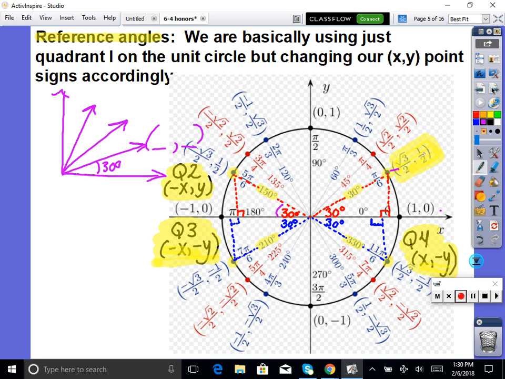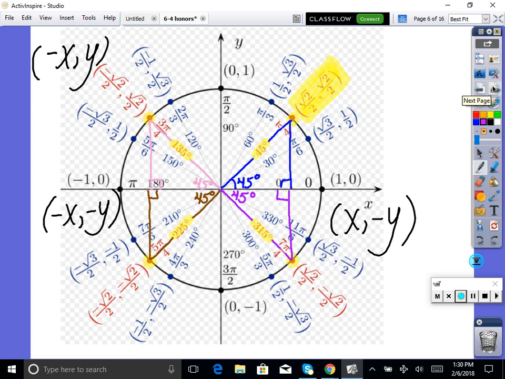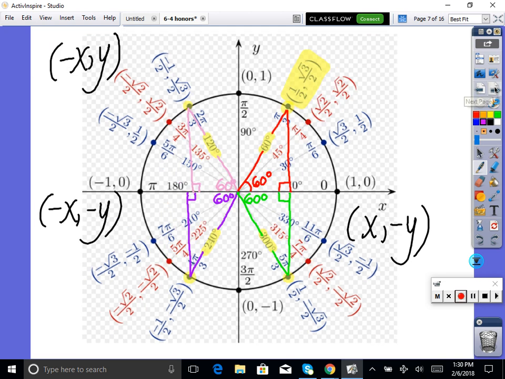Okay, cool. So same thing with 45 degrees. We're going to have all of these triangles, but we'll only have quadrant 1 drawn, and then extend our knowledge to every quadrant. Same with 60 and so on.